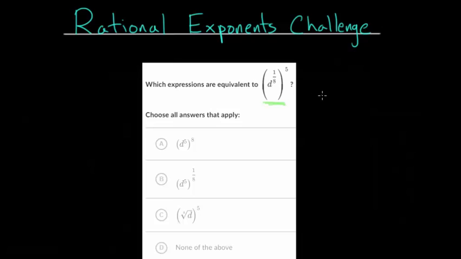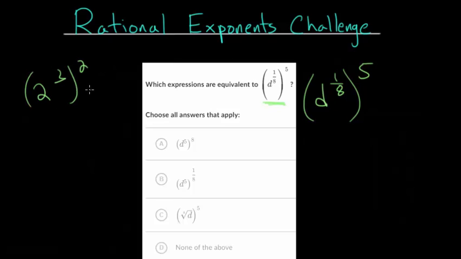And for this one, let me just rewrite it. We have d to the 1/8 power, and we're raising everything to the 5th power. And we have an exponent to an exponent. And you can remember if you have 2 to the 3rd and you square it, that we just have multiplication here. Of an exponent to an exponent, we just multiply, and this is just 2 to the 6th.